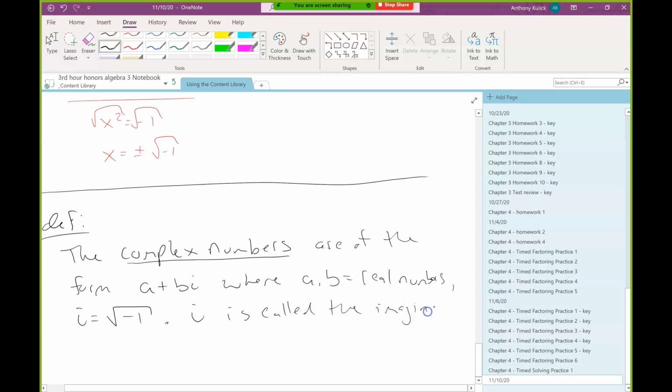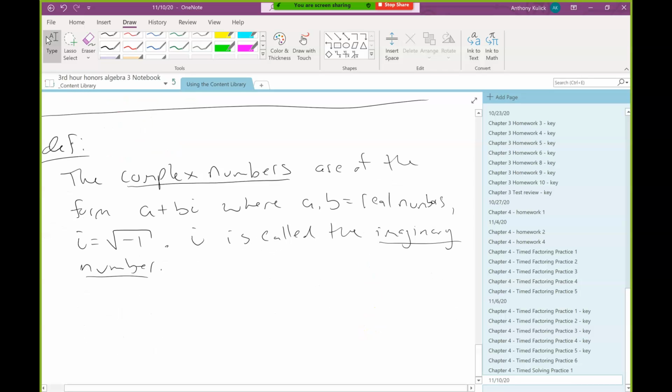So the complex numbers are numbers of the form a plus bi, where a and b are real numbers. i is equal to the square root of negative 1, and i is called the imaginary number. So let's just do a quick couple of examples to decide whether some of these things are complex numbers or not.